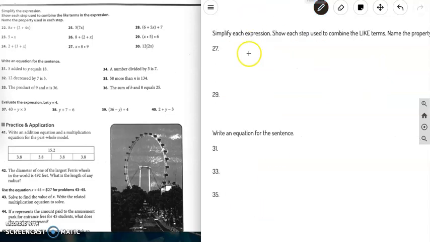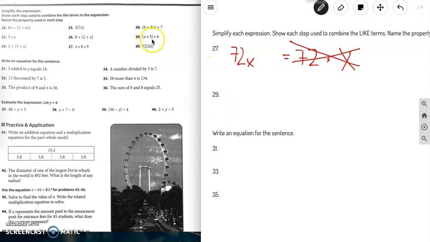Number 27, x times 8 times 9. 8 times 9 is 72. There's no addition sign here. It's multiply, so we just have to put it together. 72x. Which means, just to give you an idea, this basically means 72 times x. It's just the faster way to write it.